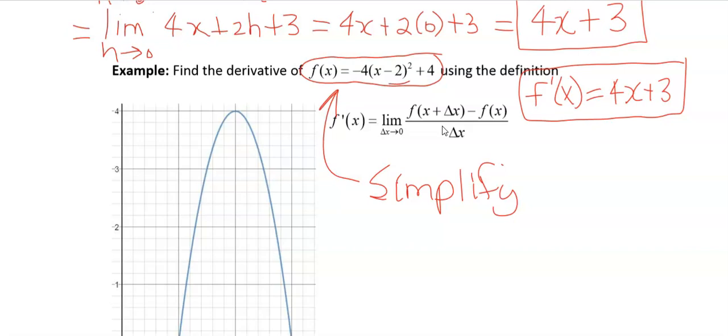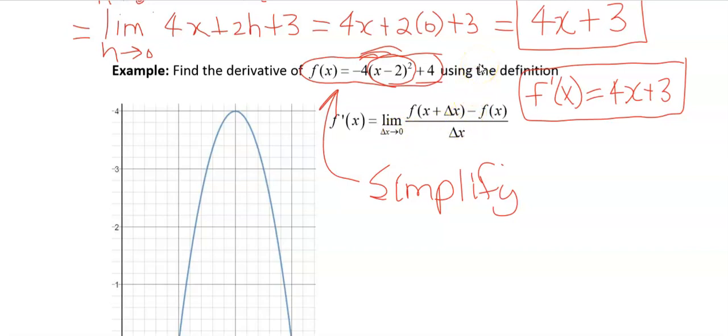So what I mean by simplify, of course, is square out the x minus 2. Now again, remember that's 4 multiplications. Whatever you get when you square x minus 2, multiply that by negative 4, and you're going to have a trinomial, of course, when you square x minus 2, and then combine the plus 4 with that. You should end up with f of x equals just a simple trinomial. All right? So do that first, and then go ahead and use your delta process.